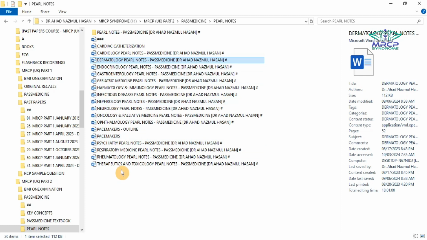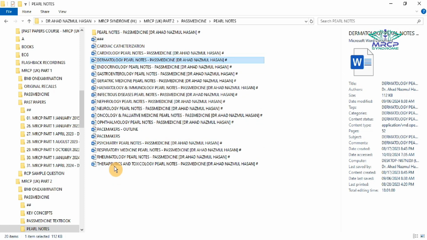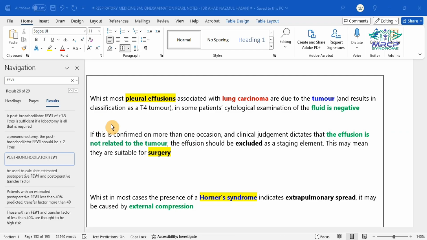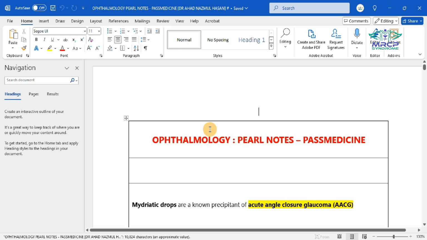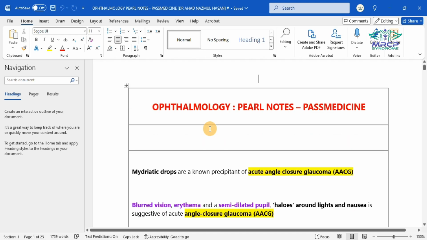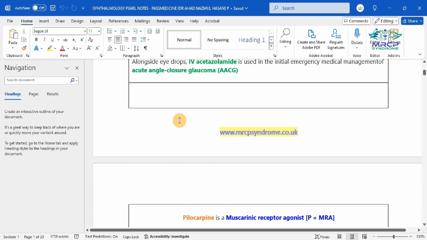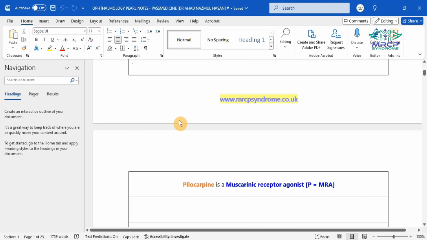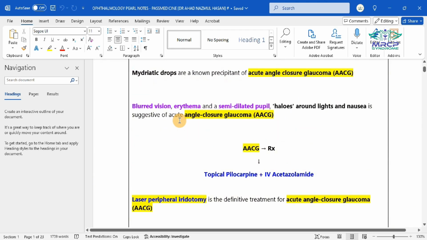So how to treat acute angle closure glaucoma? Topical pilocarpine with IV acetazolamide. Yes, very good. What is the mode of action of pilocarpine? Pilocarpine is a muscarinic agonist and acetazolamide is a carbonic anhydrase inhibitor. Yes, and atropine? Atropine is a muscarinic antagonist. Yes, very good.